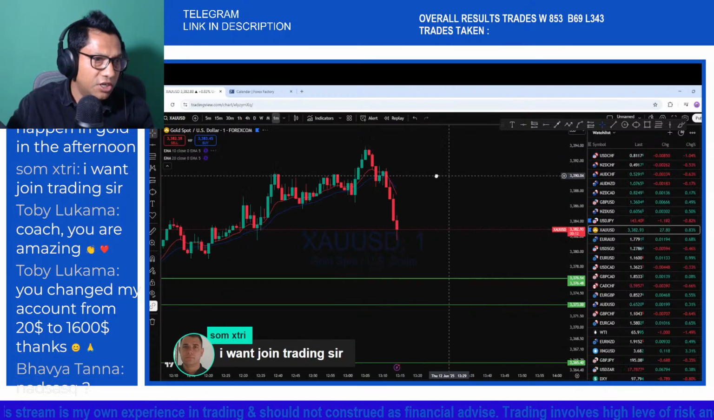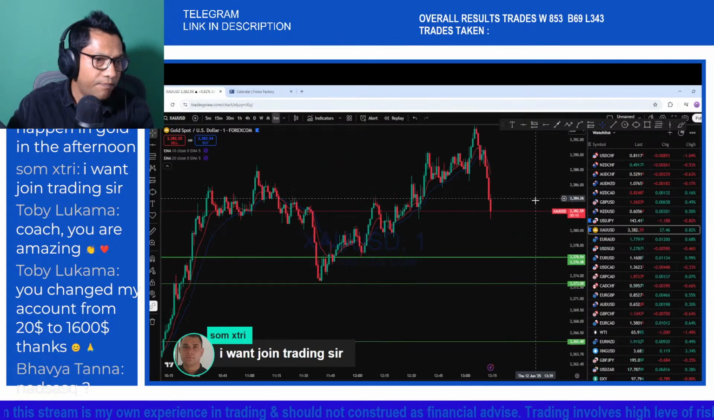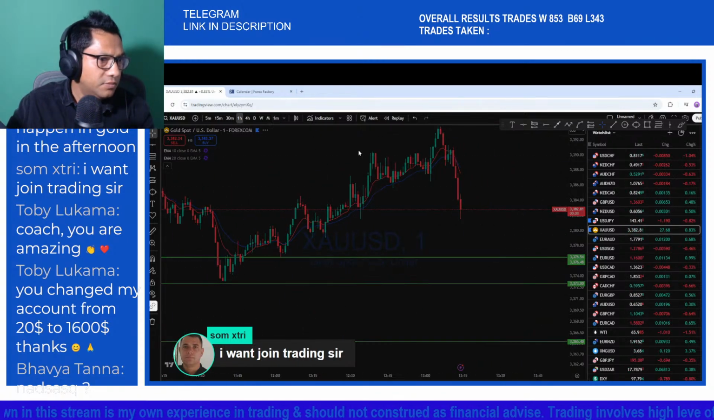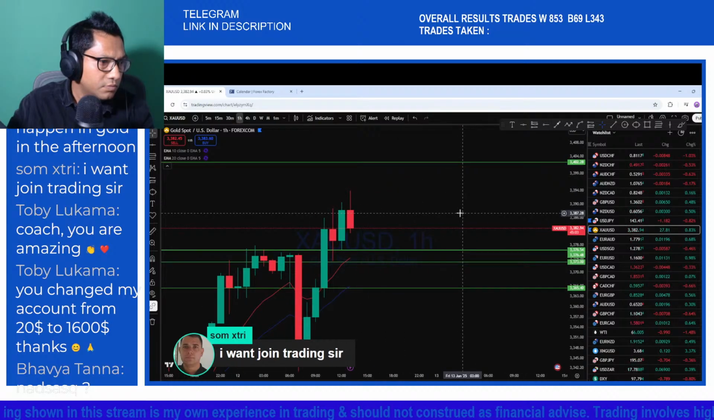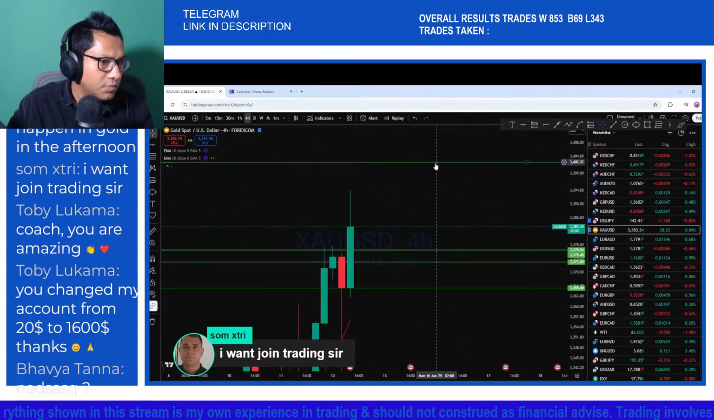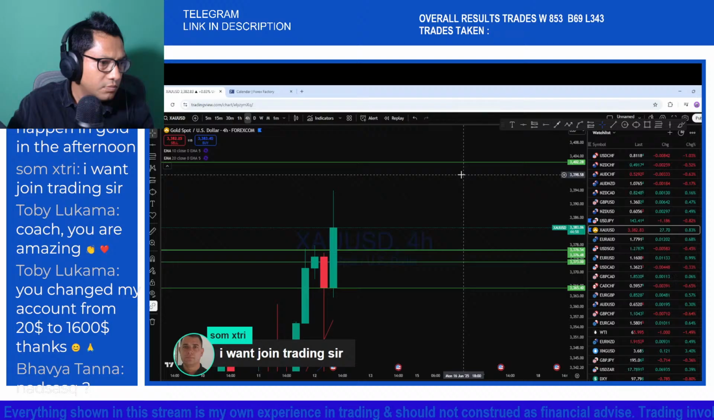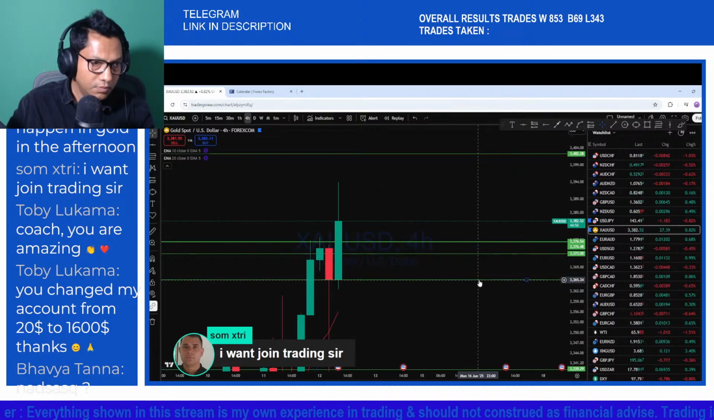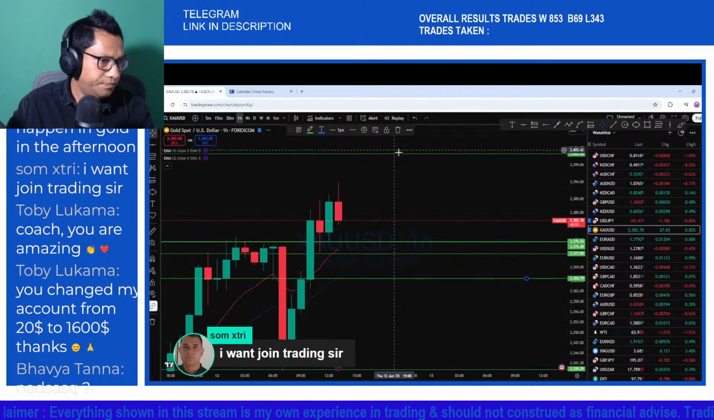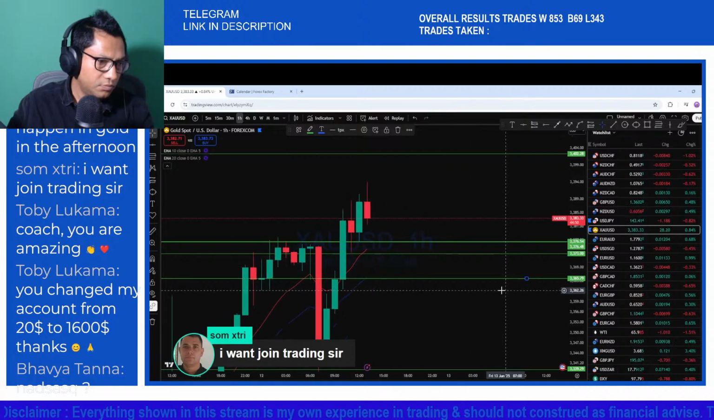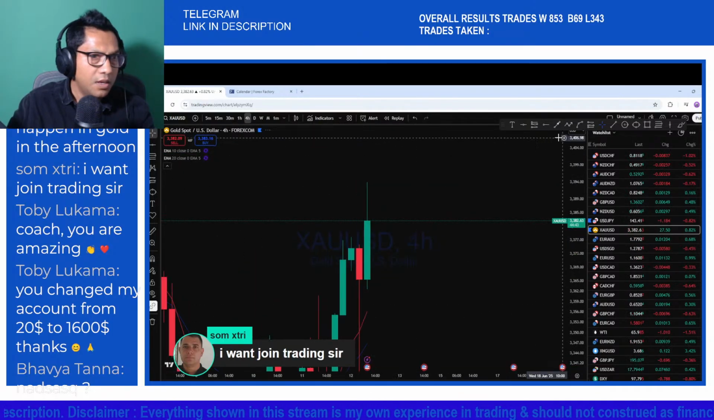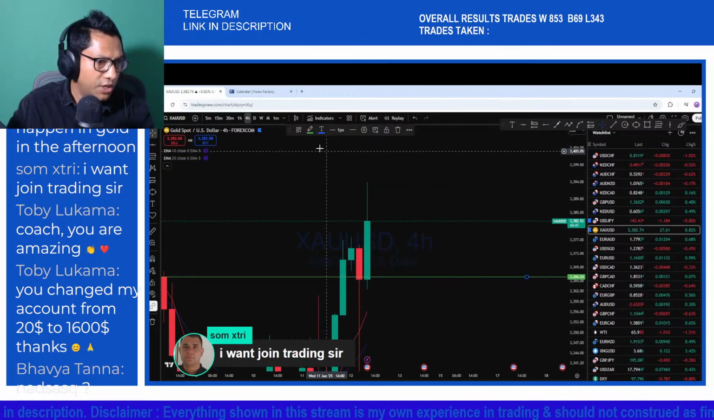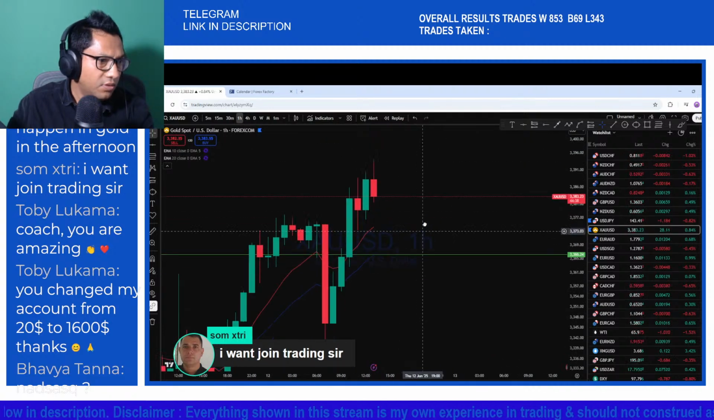Let me see the 1 minute chart. It's a big drop here, and it might have a bigger drop. Let's see if this is coming to any key level.